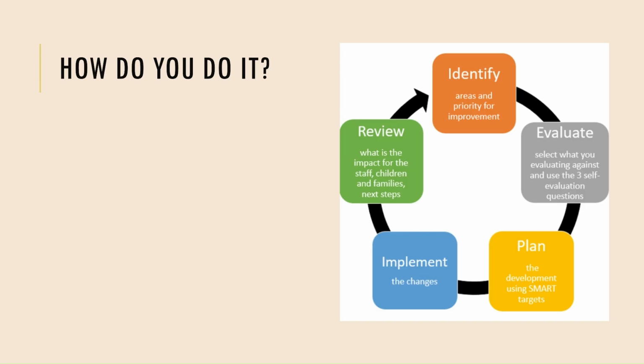This cycle shows a step-by-step process for self-evaluation. Over the next few slides, we'll go into more detail on each of those areas. You start off by identifying what you're evaluating, any areas for improvement. Then evaluate using the 3 self-evaluation questions, identifying what's working well and what can be improved. Next, you plan using SMART targets and then implement these changes. Finally, you review the impact of those changes, which then feeds back into the cycle to inform future evaluations.